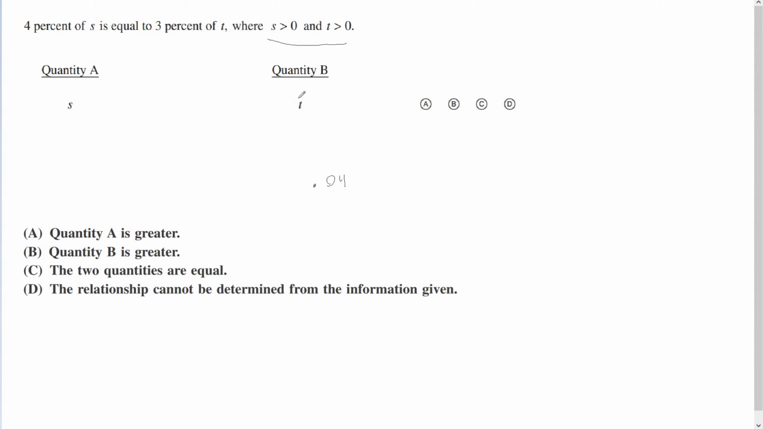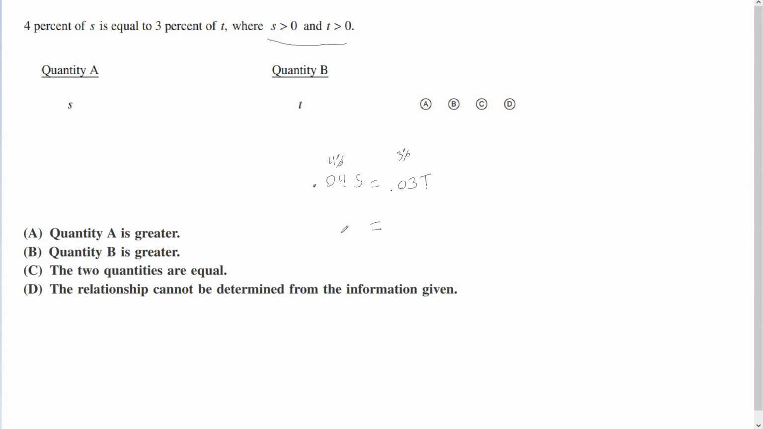Okay, so if s is greater than 0 and t is greater than 0, then you can write out this 0.04, that's the decimal version of 4%, of s is equal to 0.03, which is the decimal version of 3%. So this is 3%, that's 4%. So that is kind of what we're saying. They're saying 4% of s, which is right there, s times 0.04, is equal to 3% of t, t times 0.03.